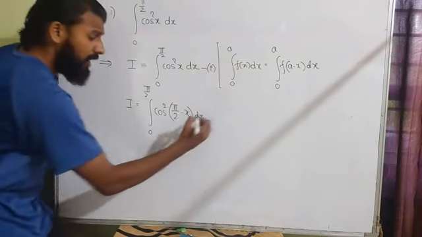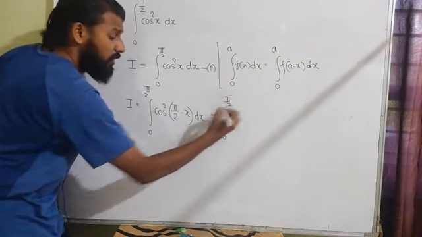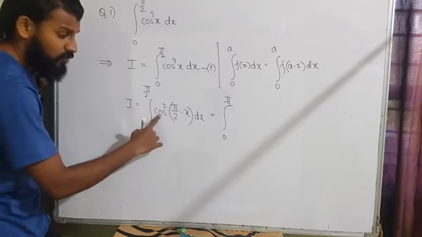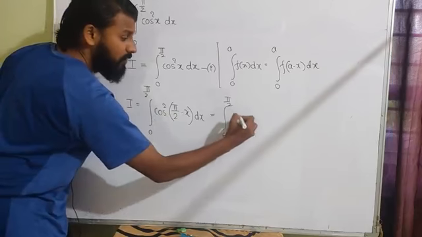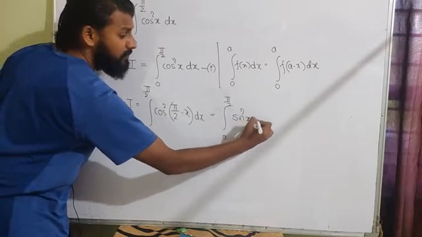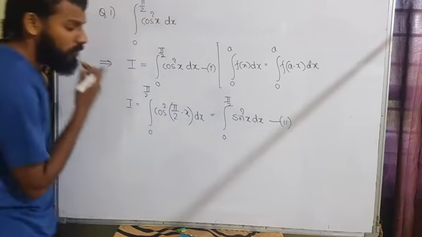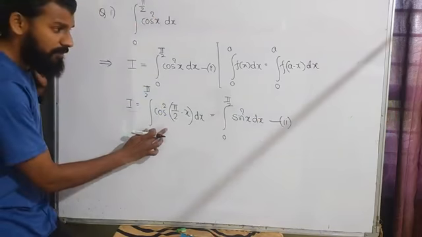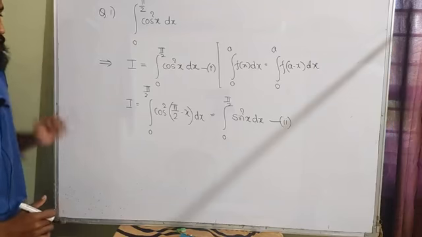Now I can write this as integral from 0 to pi by 2, and we know one basic, that is cos square of (pi by 2 minus x) will be, very good, sin square x, my dear friends. So let us call this equation number 2. After applying the property, we have written it as equation number 2.